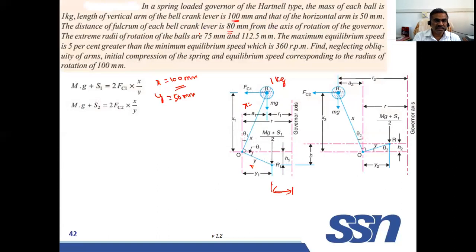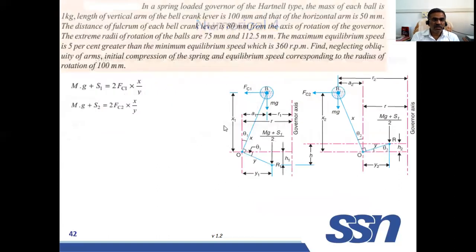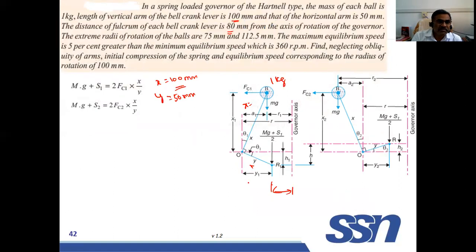So that is the fulcrum, 80 millimeters from the axis. So this is a fulcrum. The fulcrum of each bell crank lever is 80 millimeters from the axis of rotation. So this is 80 millimeters. And the extreme radius of rotation of the ball.